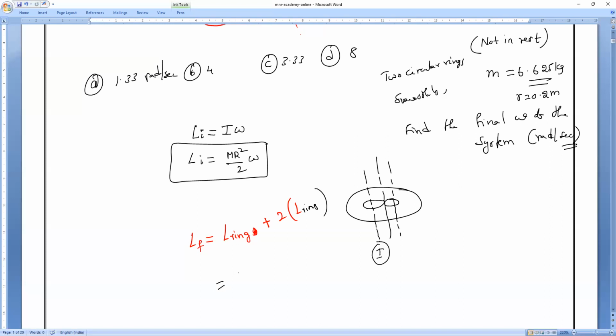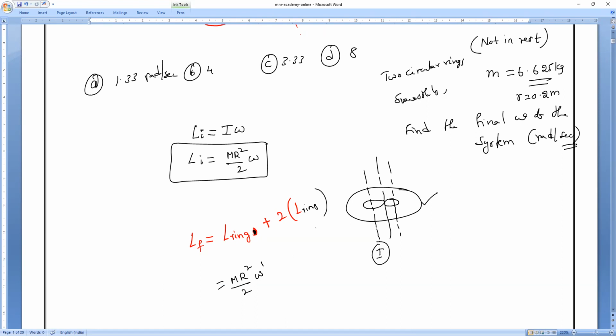Now, what is the large ring's momentum? Can you tell me? Just now we have done it. So what is the initial angular momentum of the main disk, the main ring? What is that? M R square by 2, into omega, or the change, which we don't know and have to calculate. Let me take omega dash.